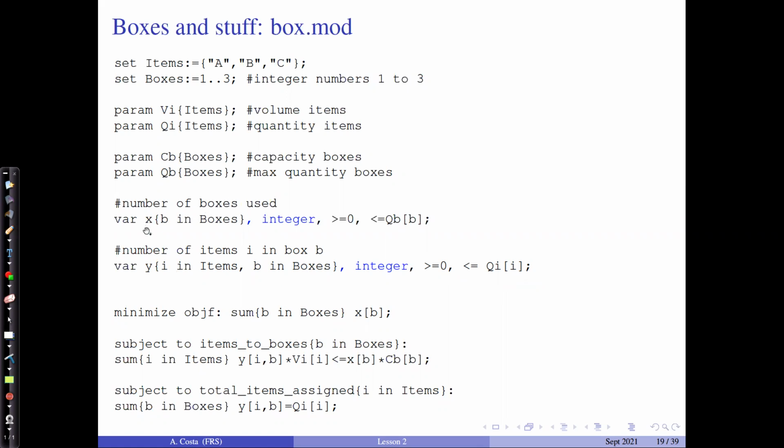Well, the variable X is telling us exactly this. So how many boxes we are using, right? So if we sum, this is the total number of boxes we are using, and this is what we want to minimize. You remember this notation, the sum of something like B in boxes and then X of B is basically saying for each element of this set, you sum. So this is equivalent to sum B from 1 to 3 of XB. Okay.